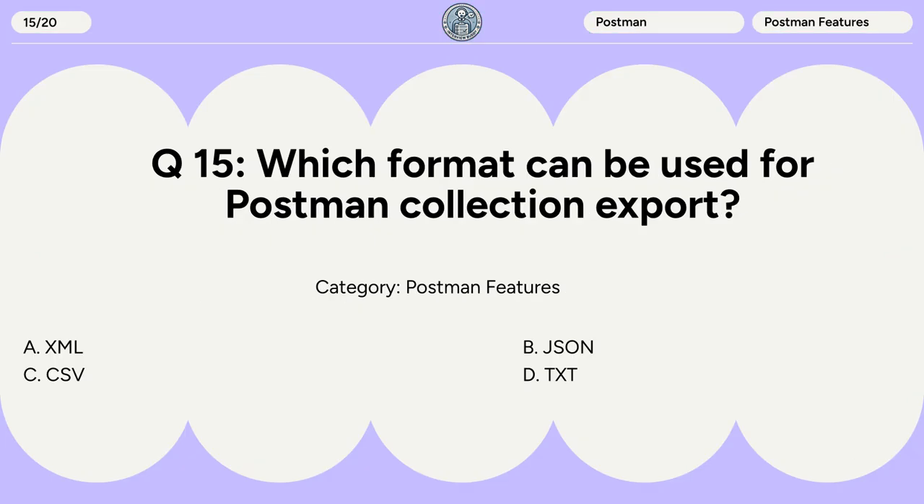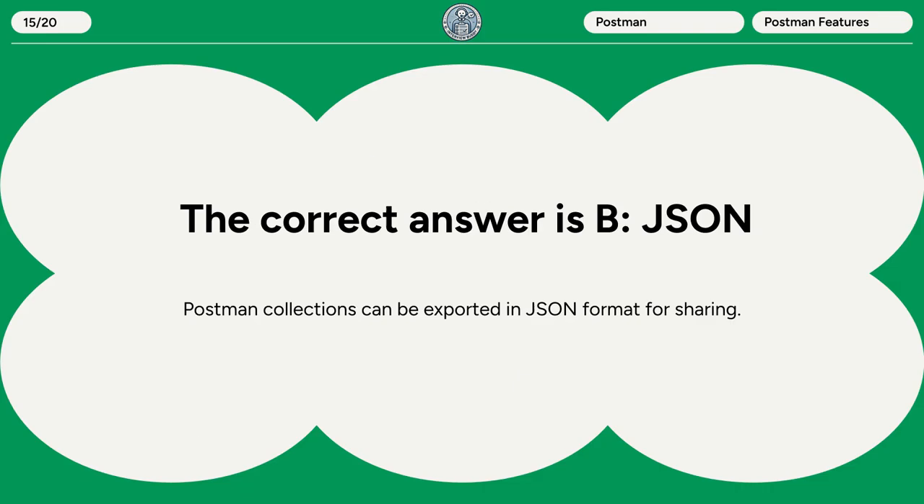Question 15. Which format can be used for Postman collection export? A. XML. B. JSON. C. CSV. D. TXT. The correct answer is B. JSON. Postman collections can be exported in JSON format for sharing.